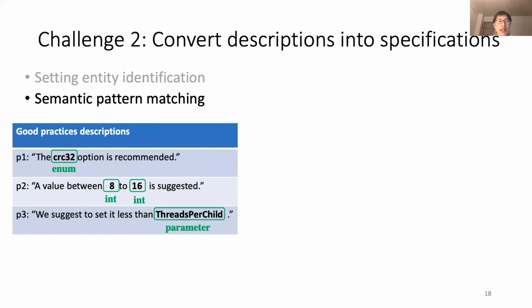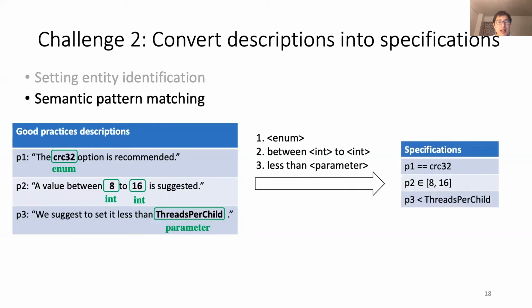Then, PracExtractor uses entity-based semantic patterns to match with each tagged sentence. For each pattern, PracExtractor generates a specification correspondingly. Here, the semantic patterns along with previous syntactic patterns and keywords are mined from the 6 software manuals in our characteristic study. We will show their generality by using them to extract good practice specifications from 6 new software manuals that are not included in our characteristic study.